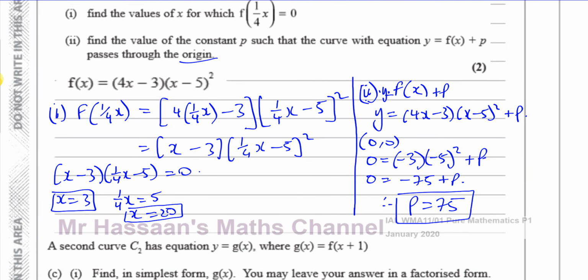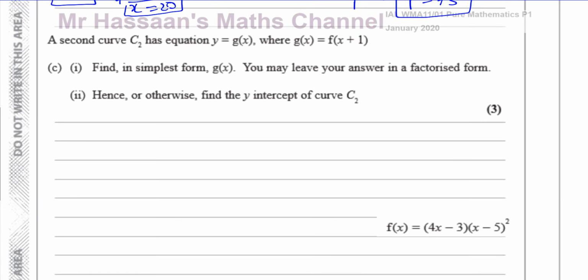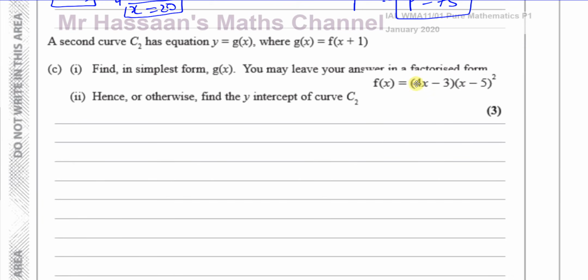Now, a second curve, C2, has equation y equals g of x, where g of x is equal to f of x plus 1. Find in its simplest form g of x. You may leave your answer in factorized form. So they want you to do some algebra here, because even if you use the sketching method, you have to understand what we just did up there in this question. So basically what they're saying is find the equation of g of x in factorized form, you don't need to expand it, and then hence or otherwise find the y-intercept of curve 2.